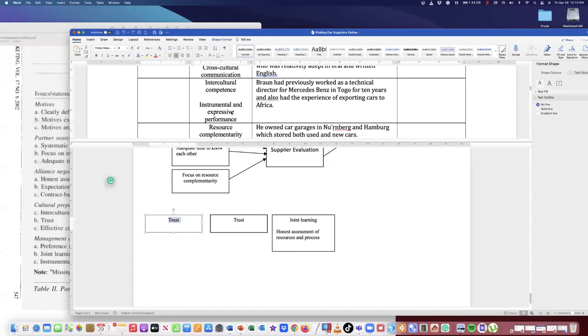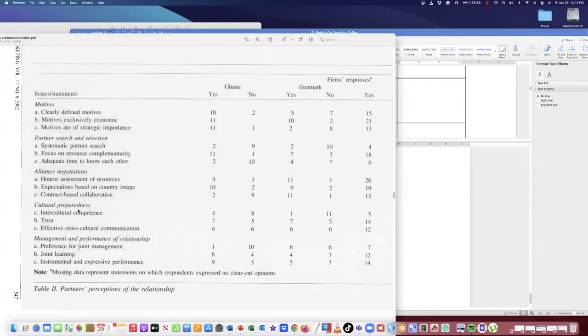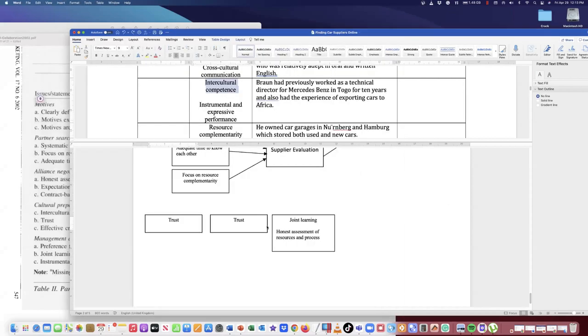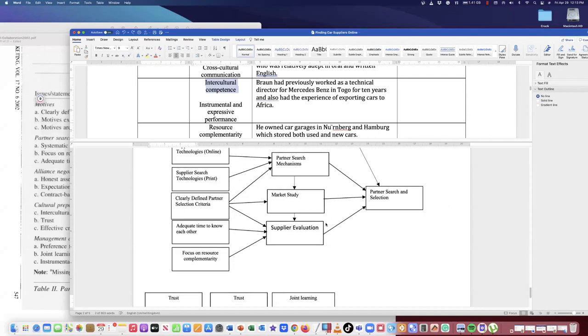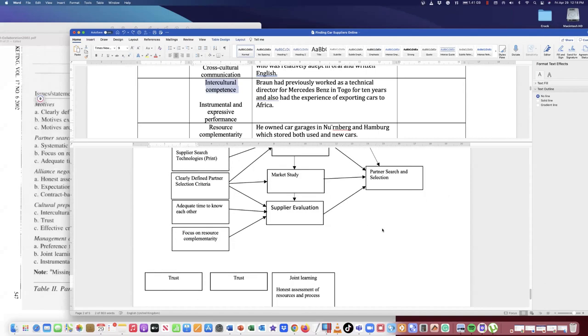I don't blame what he's saying. We have forgotten that all of this comes to something called cultural preparedness. That's all. Cultural preparedness should rather come as another factor.